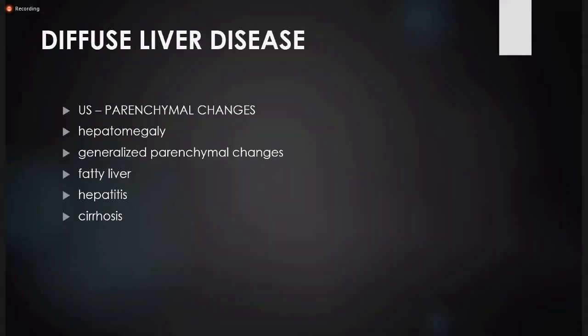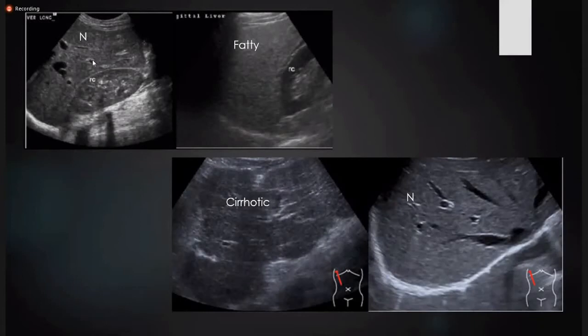In fatty liver, what we will see is, the first picture is the normal liver, and then the second is fatty. You can see the liver has turned white. So this is how you see the difference of parenchymal echogenicity on ultrasound.